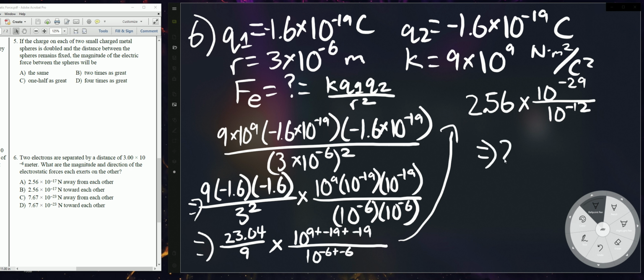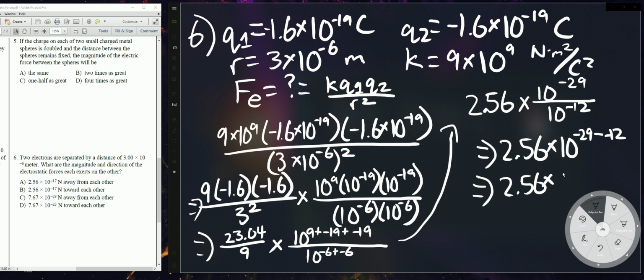Now, since we're dividing exponents, we have to subtract them. So negative 29 minus negative 12, because we're dividing, so we have to subtract the exponents. Now we get 2.56 times 10 to the negative 27 newtons. And that answer is your A or B now. So we have two electrons. Are they going towards each other or away from each other? Well, they're repelling, because they're the same charge, so they go away from each other. So the answer is A.